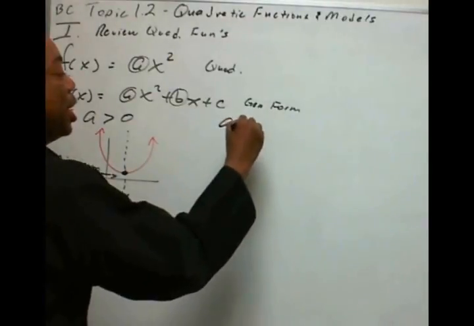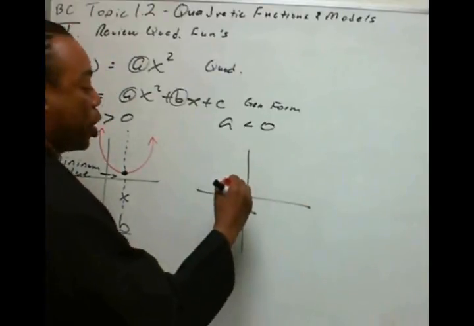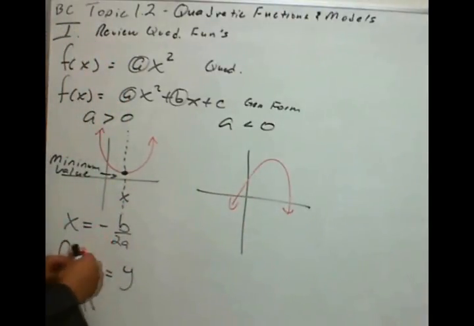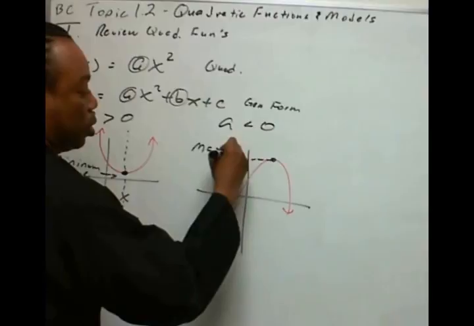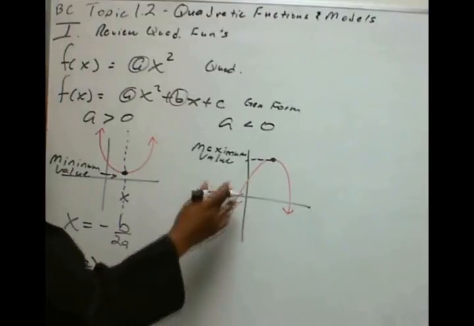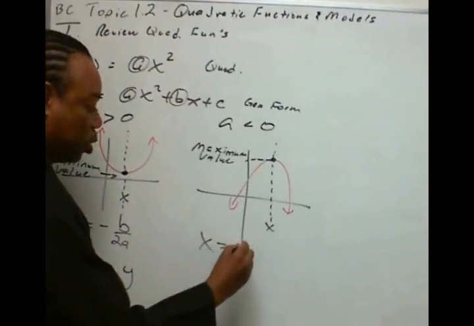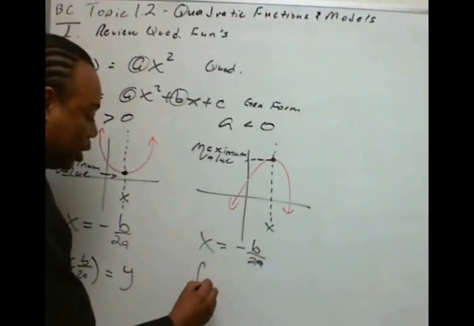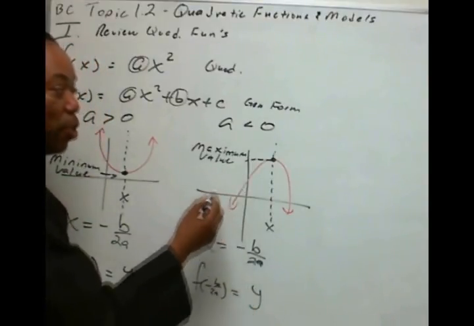Now, if the a is a negative number, we will get a parabola whose orientation is downward. And a parabola with an orientation that is downward is going to have a maximum value. Okay. To find that maximum value, we again need the axis of symmetry, which will be x equals the opposite of b divided by 2 times a. And we'll take that value and put it inside the function itself, and that will give us a y answer that will be the maximum value for the parabola.